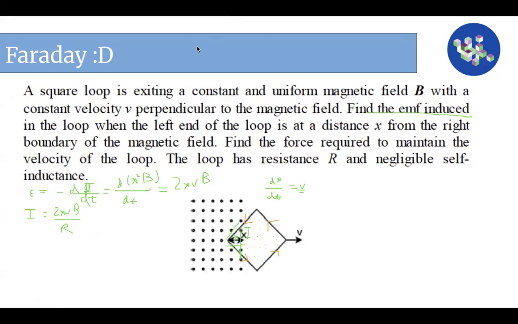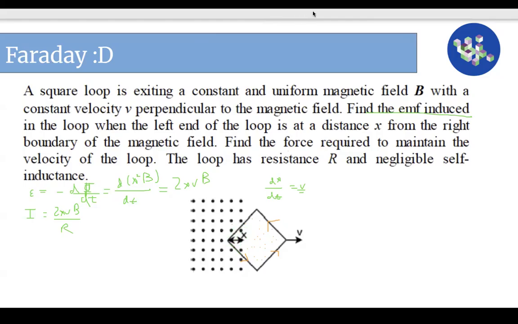All right, I found my current now. Okay, we're told that there's going to be a force required to maintain the velocity of the loop. And what's the nature of that force? Well, it's going to be due to a sort of Lorentz force, right? So let's look at it. Let me erase the drawings here so that we can have a better picture.